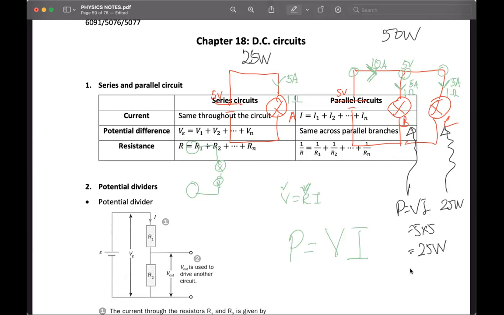Now let me go back to Ryan's question. Ryan's question, I don't understand. Ryan, can you repeat your question? You're saying EMF is just the average voltage of the circuit? Can you rephrase your question? Because I don't understand your question.